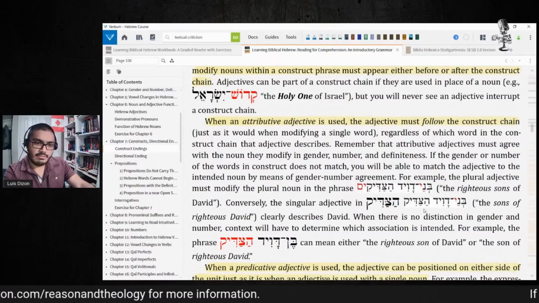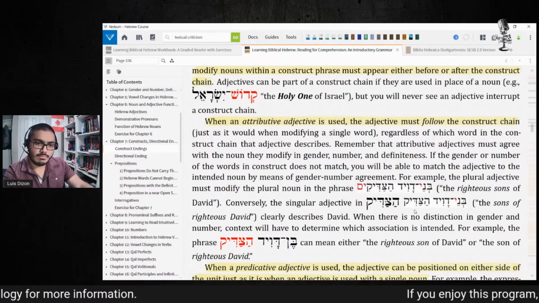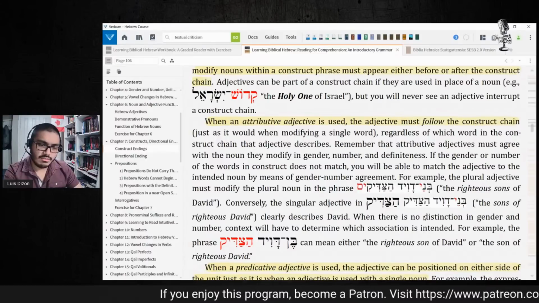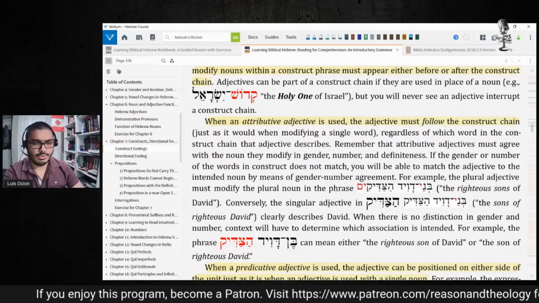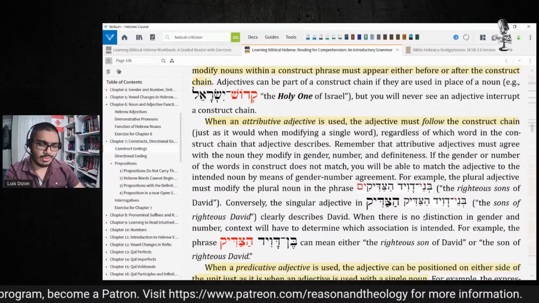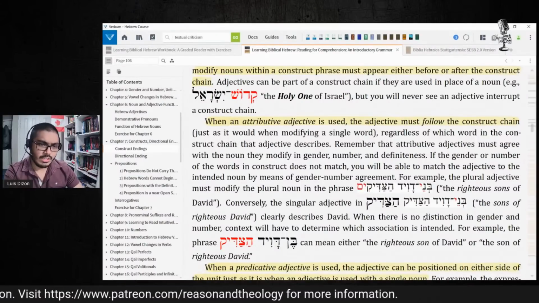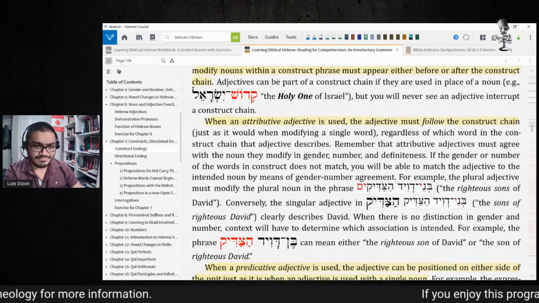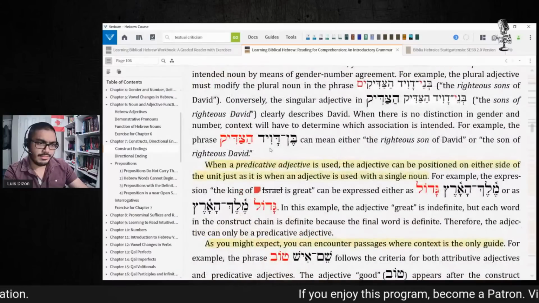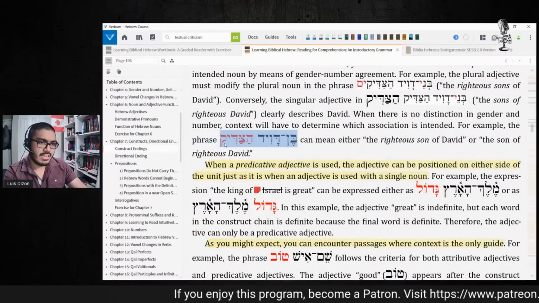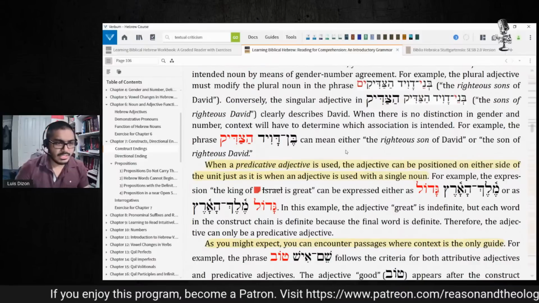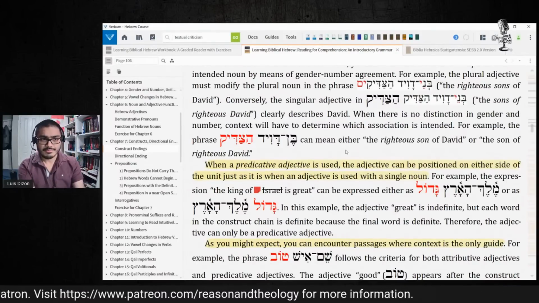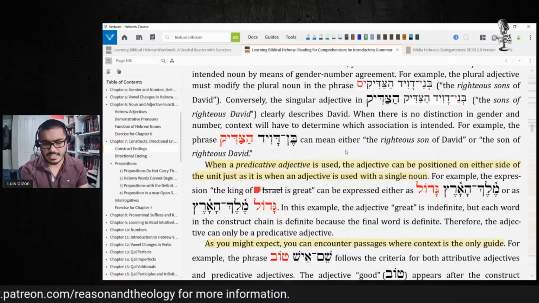And then you have Bnei David HaTzadik. This would mean the sons of David the righteous one, or sons of the righteous David. Pay attention to whether an adjective is singular or plural. That'll tell you which noun in the construct chain it is modifying, but not all the time, because here you have Ben David HaTzadik. The question is, is tzadik here modifying Ben or is it modifying David? The answer is that it's ambiguous.